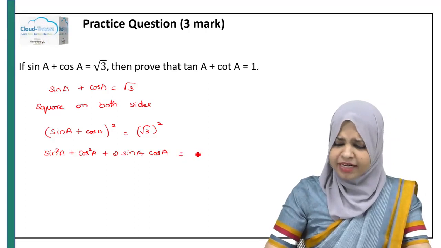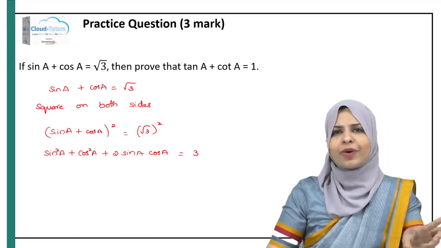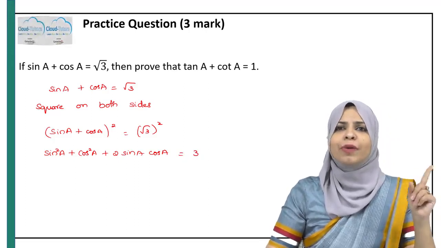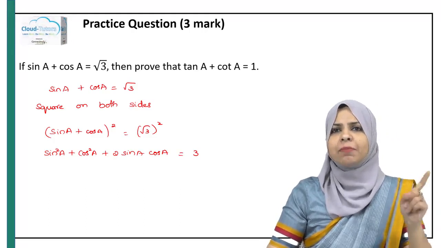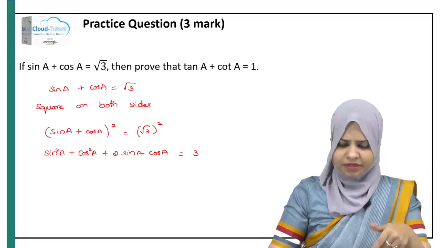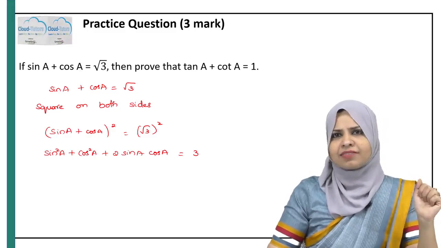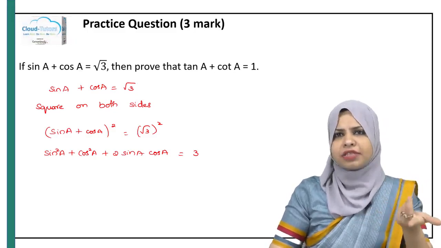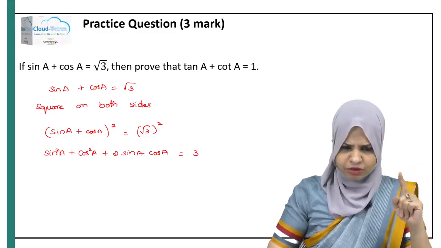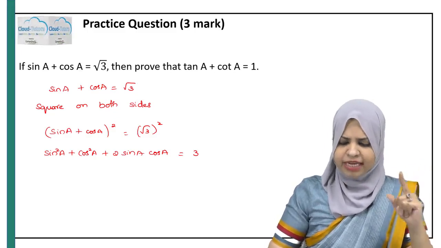Remember the (a + b) identity? The (a + b) whole square identity. (a + b) whole square is nothing but a² + b² + 2ab. Same thing, right? Here instead of a I have sin A, instead of b I have cos A. Okay, sin²A + cos²A + 2 sin A cos A.